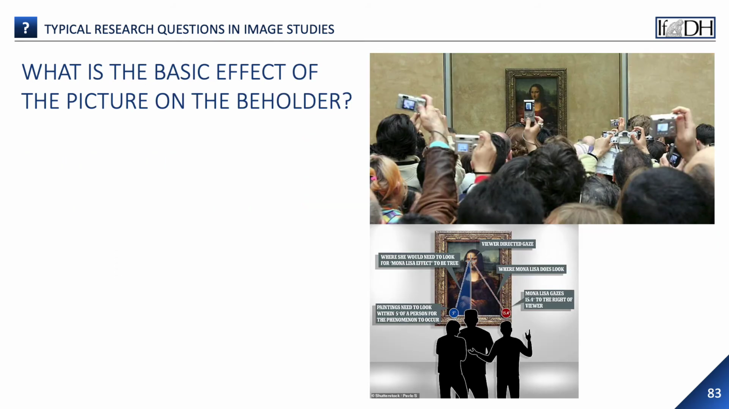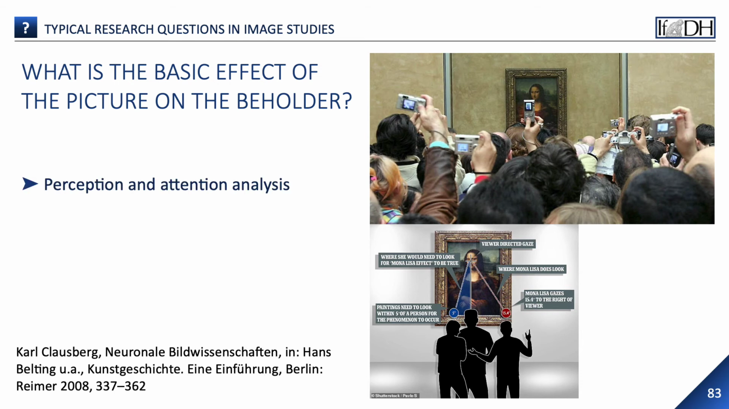Regardless of historical reception, image studies are also interested in the fundamental effect of an image on the viewer. This is where the relatively young research field of perception and attention analysis comes in. It is mostly conducted with visitor surveys and empirical research methods. However, eye tracking is also being used more and more frequently.